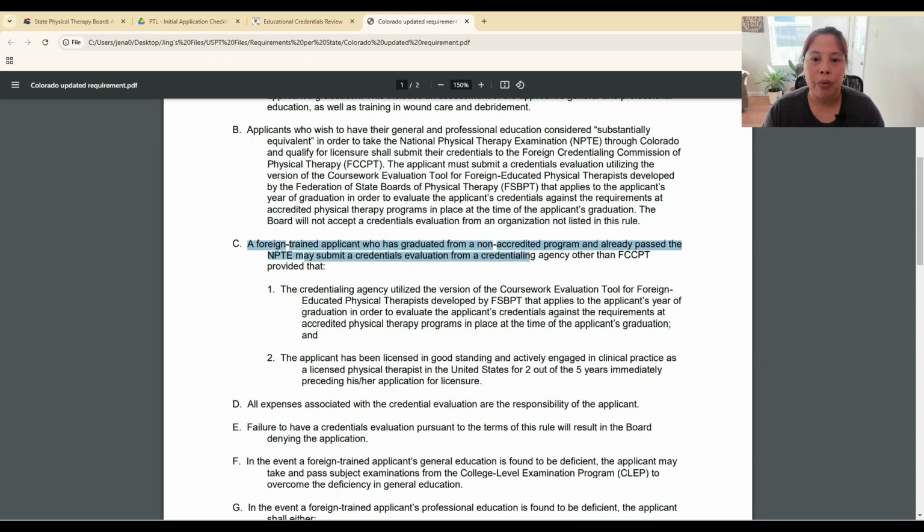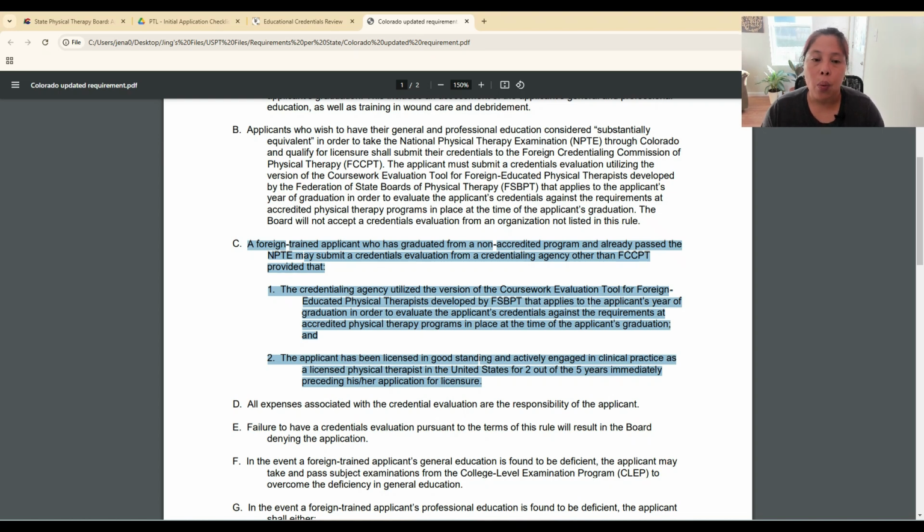A foreign trained applicant who has graduated from a non-accredited program and already passed the NPTE may submit a credential evaluation from a credentialing agency other than FCCPT, provided that, okay, so this one is applicable for those who are applying for endorsement or transferring of license from one state to another.